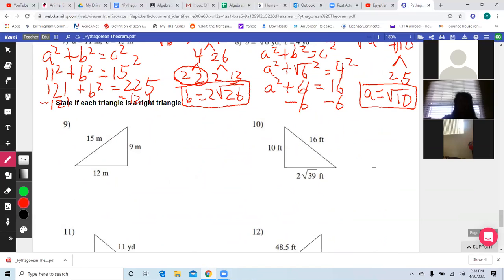Okay. Last couple of questions. State if each triangle is a right triangle. Now, if a triangle is a right triangle, then Pythagorean theorem has to work. If Pythagorean theorem does not work, it is not a right triangle.